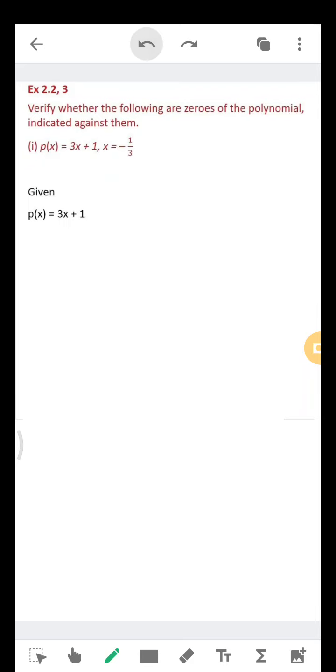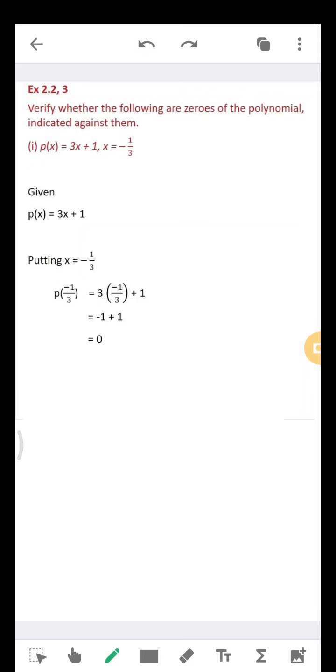In place of x, what will I put now? Let's begin. Given p of x is 3x plus 1, we'll put x is equal to minus 1 by 3. In place of x, I'll write minus 1 by 3. So p of minus 1 by 3 becomes 3 into minus 1 by 3, plus 1. Now can I cancel this 3 and 3 here? I can cancel this 3 and 3. So what remains? Minus 1 plus 1, because this 3 and 3 got cancelled. Minus 1 plus 1 is 0.